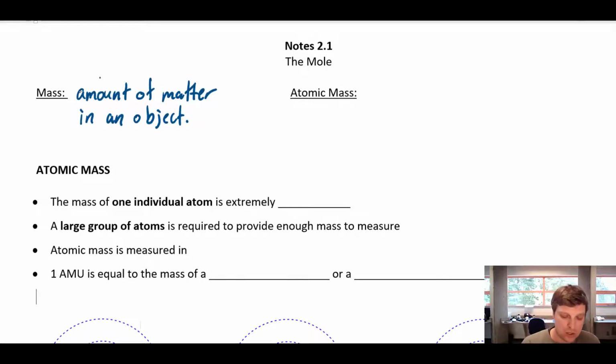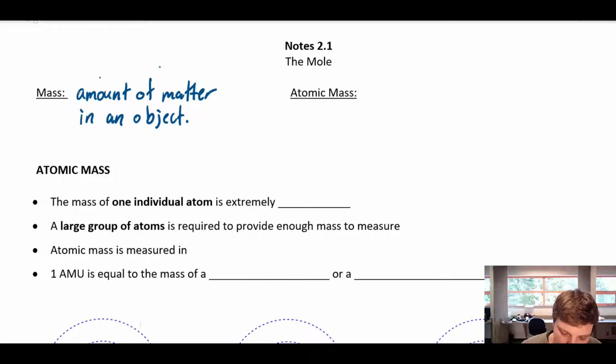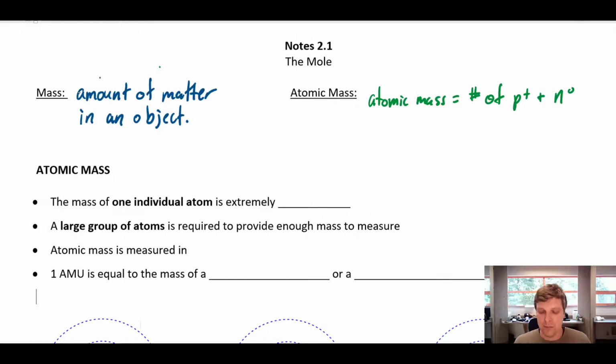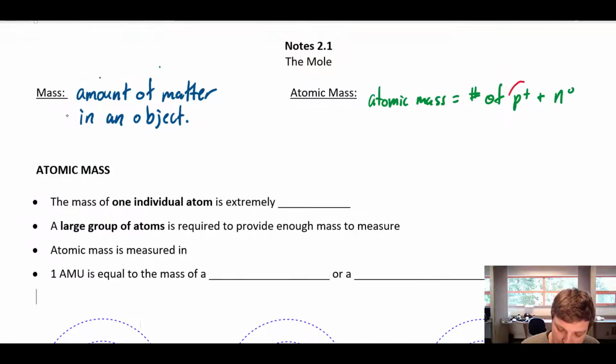Now, if you compare that to atomic mass, which is when you want to talk about the mass of a single atom, the atomic mass is really just due to two things. So atomic mass is equal to the number of protons plus the number of neutrons. And we'll use this little symbol, P plus for protons and N with a 0 for neutrons. Now, a reminder that protons and neutrons have essentially the same mass and they're located in the nucleus. We sometimes call them nucleons because they live in the nucleus. And it turns out they don't have exactly the same mass, but it's very, very close.